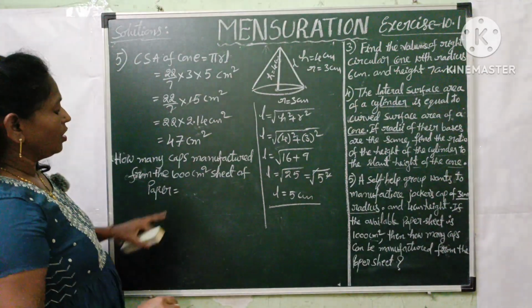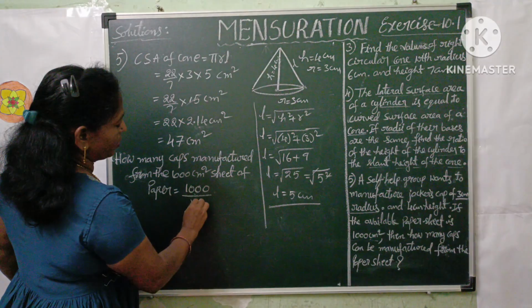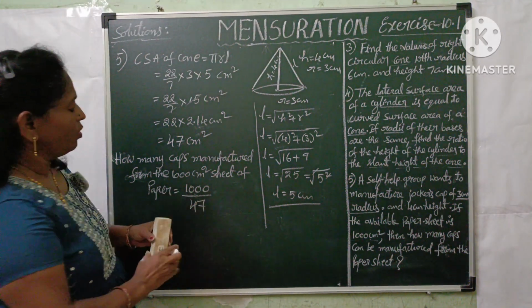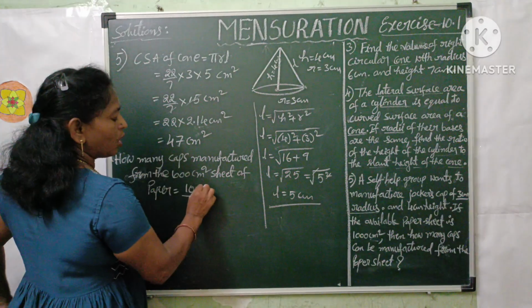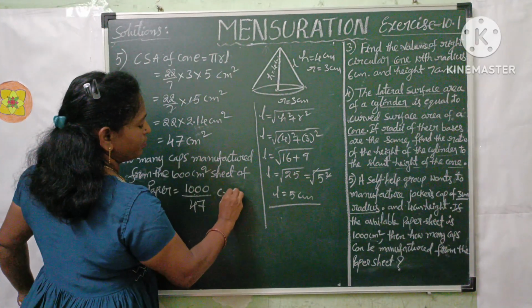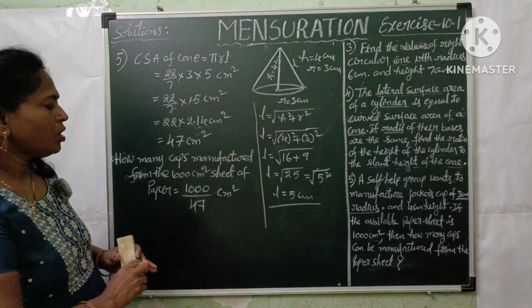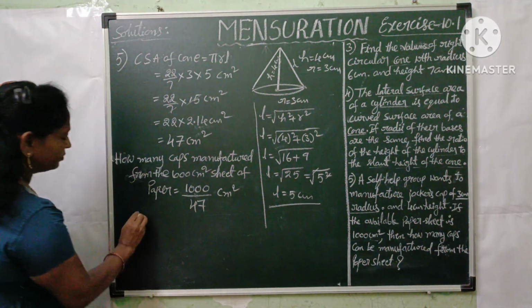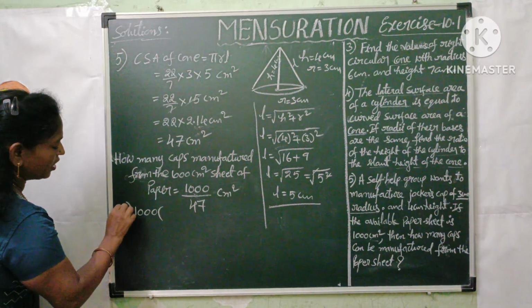Equal to 1000 centimeter square. Out of how many caps can one make from a 47 centimeter square sheet? You are using 1000, so for 1000 how many can we manufacture? That is 1000 by 47. So now do the division here: 1000 is divided by 47.